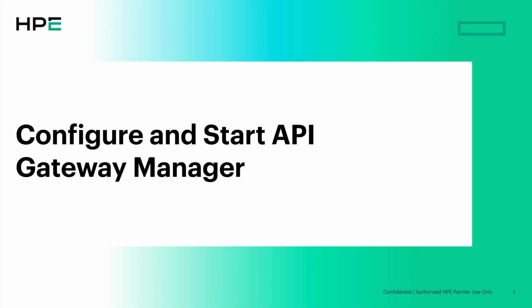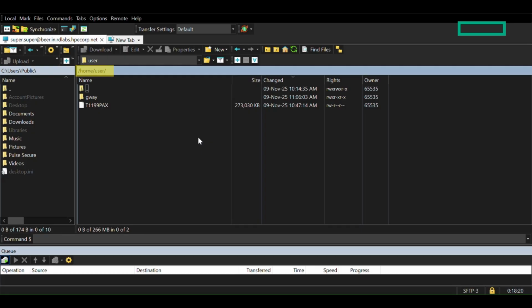Hi, in this video you will configure and start the API Gateway Manager. You'll also see how to check status and stop the API Gateway Manager. As you can see here, the API Gateway Packs is extracted here.